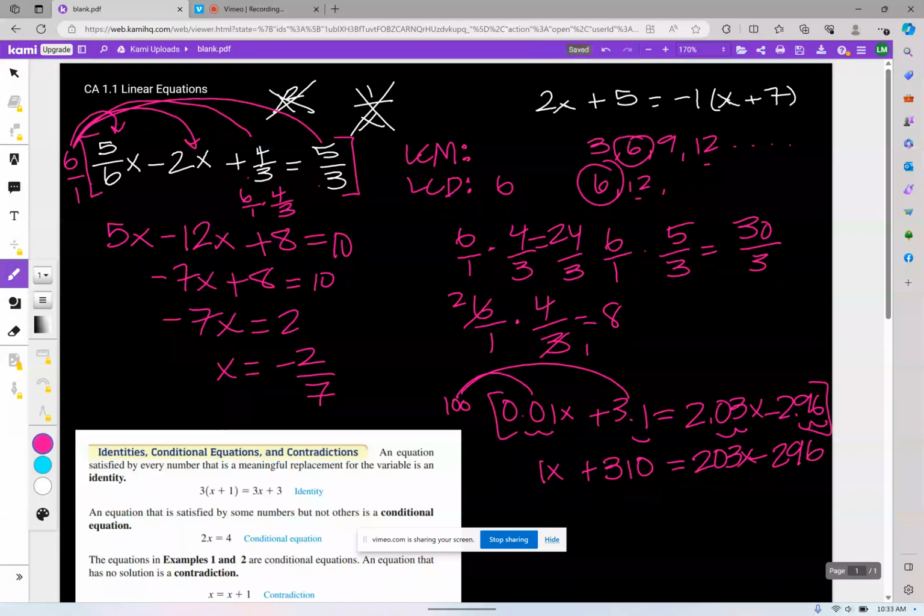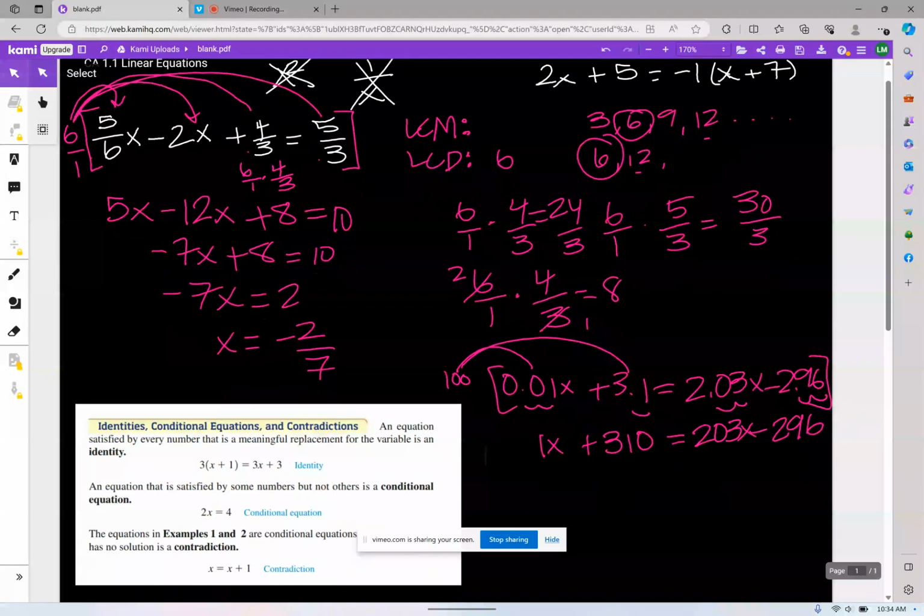Now I can get my numbers on one side and variables on the other. Subtract 203x from both sides, and subtract 310 from both sides, and I can finish that equation. All right, so I'll leave that one for you to finish.